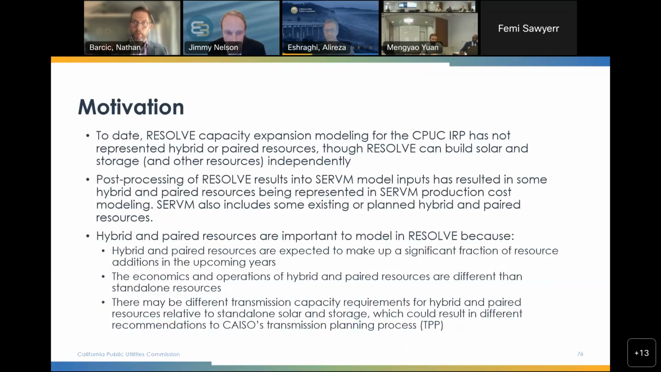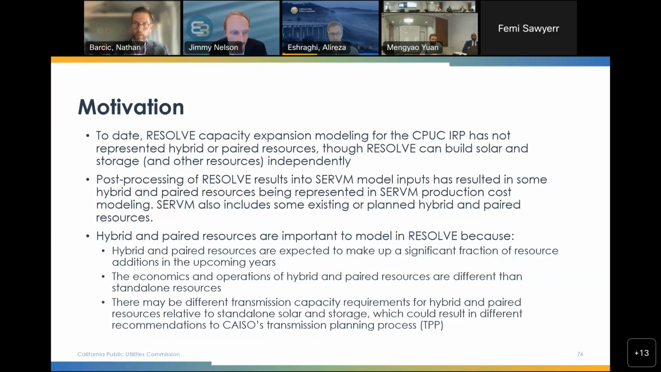So for those of you who've been following IRP for a while, you'll know that Resolve hasn't directly modeled hybrid or paired resources in the past, though it has certainly modeled candidate solar and storage resources, as a proxy or stand-in for hybrid or paired resources. So the proposal here is to include at least one hybrid or paired resource in Resolve as a candidate resource.